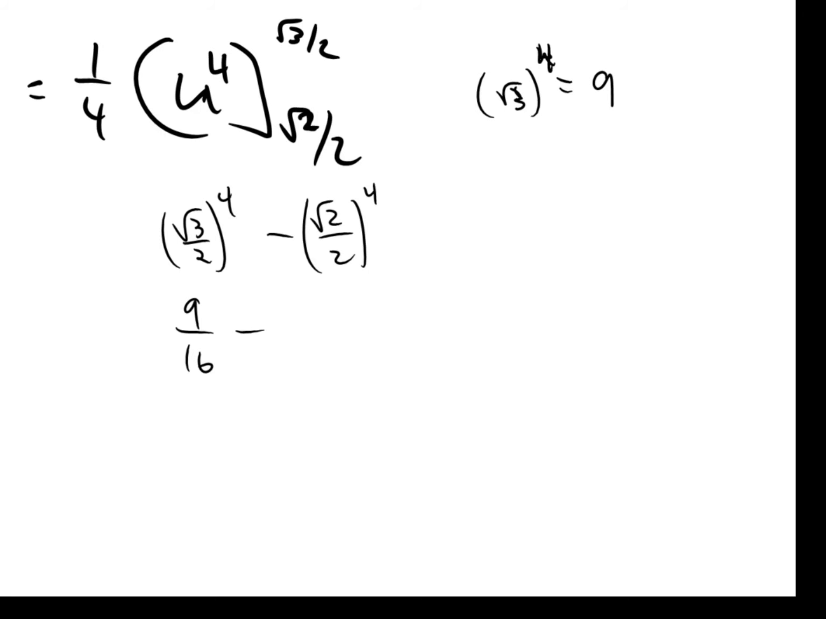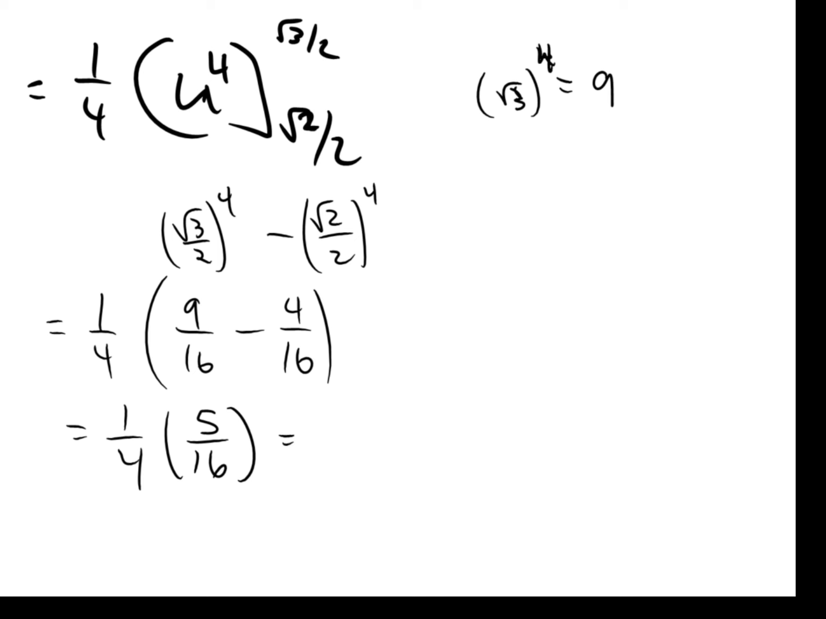minus how many 16ths? 4/16. I know that's a 4th, but leave it as 4/16, so you can easily combine it with the 9/16. But don't forget about the 1/4 on the outside, though. You get 5/16 times the 4th. Final answer, 5/64.